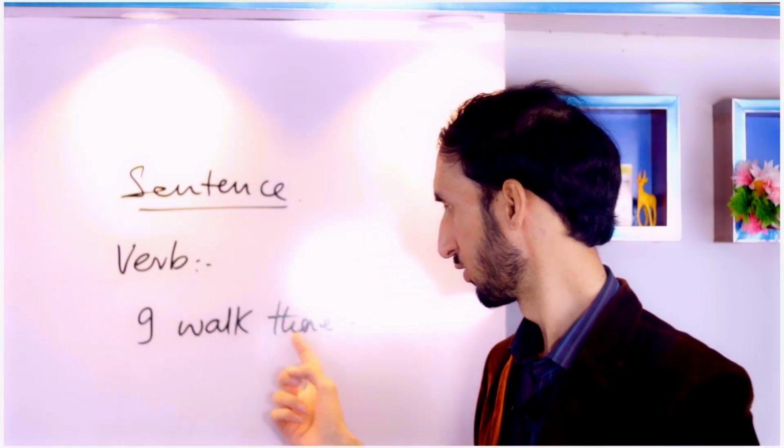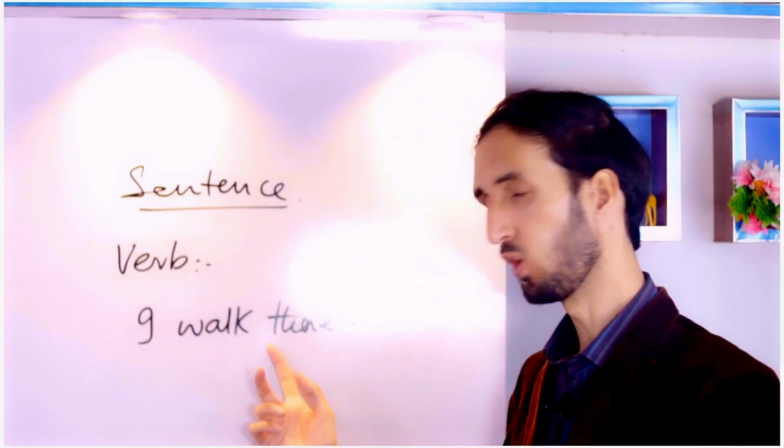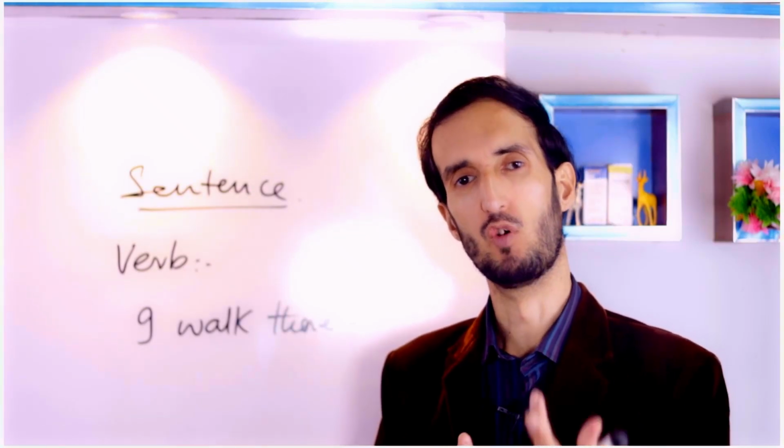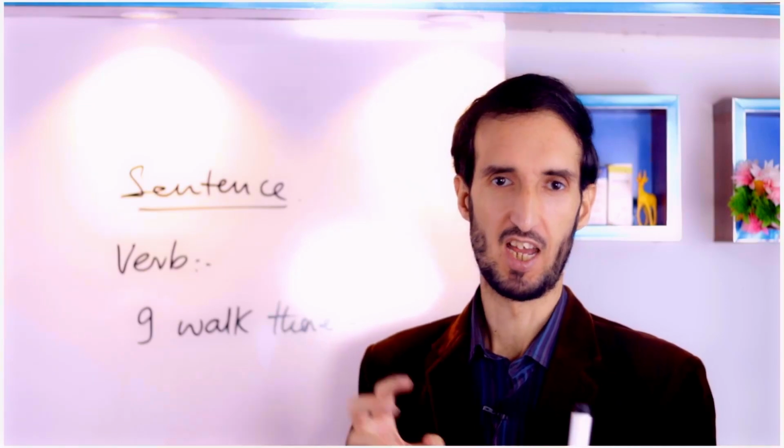Now 1, 2, 3. I walked there. I mean more than one. So that is a sentence. In a sentence, as I said, there are more than one word, and they are subject and verb.